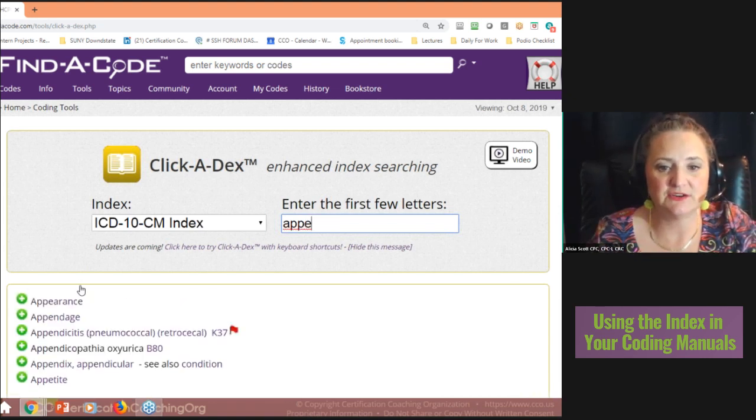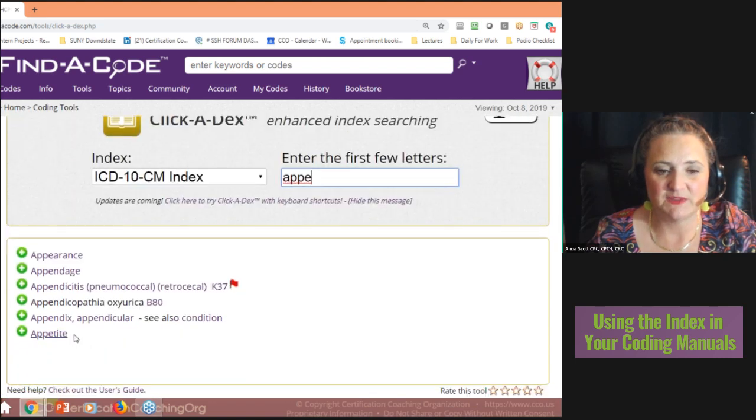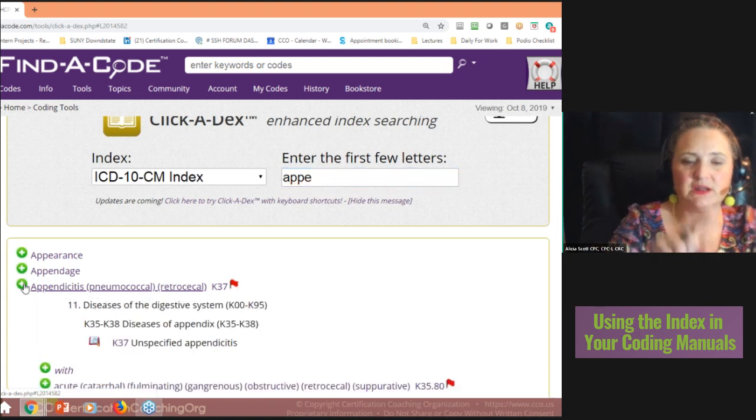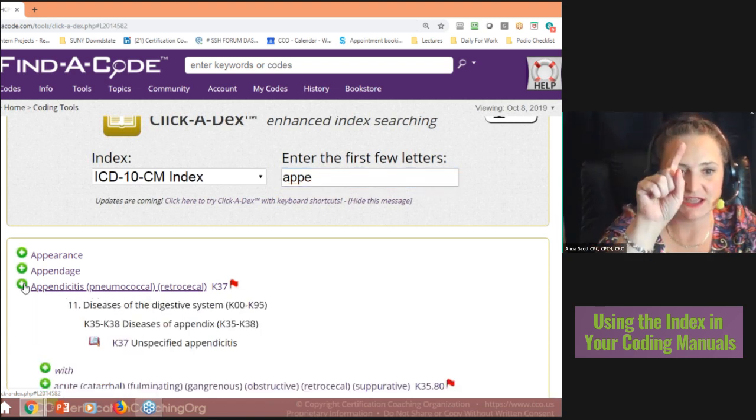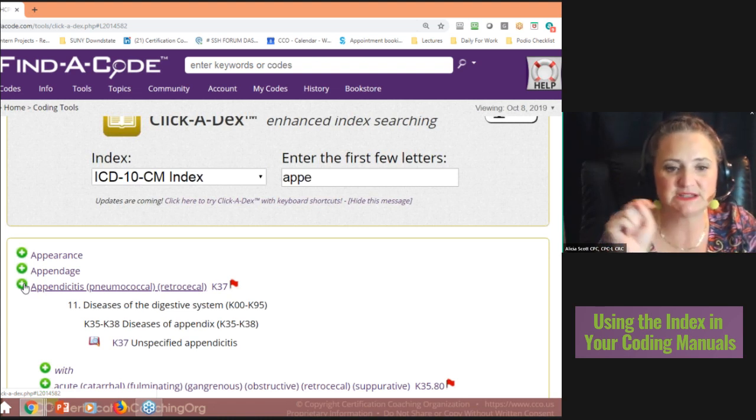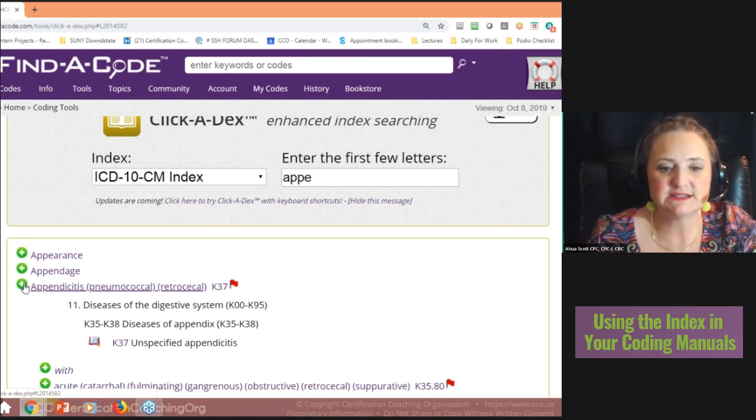Okay. And then here are the different things: appearance, appendage, appendicitis. Okay, that's what I want. But there is also another type, appendicular appendix. That's not what I want. I know the patient has appendicitis, right? So I'm going to click on this because this is how you're going to be looking it up. You're going to literally go in the index. It's going to say appearance, appendage, appendicitis. Now, that tells us that to find the code, we want to look up K37.